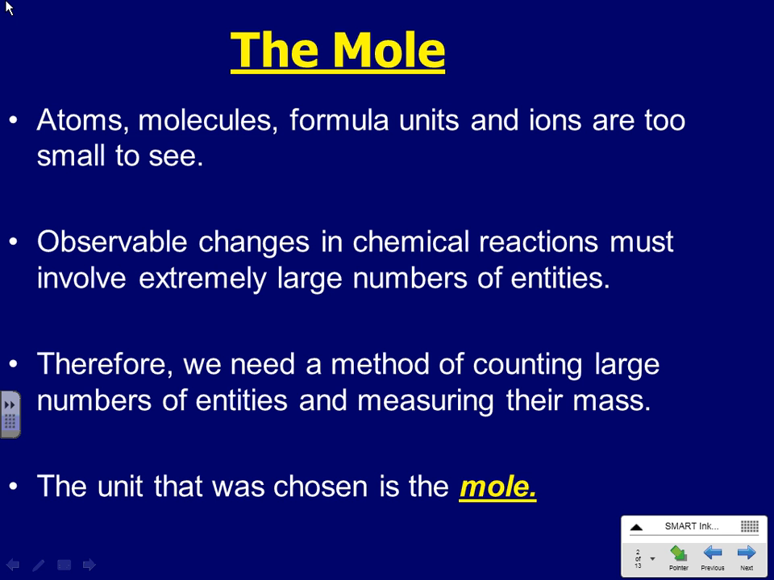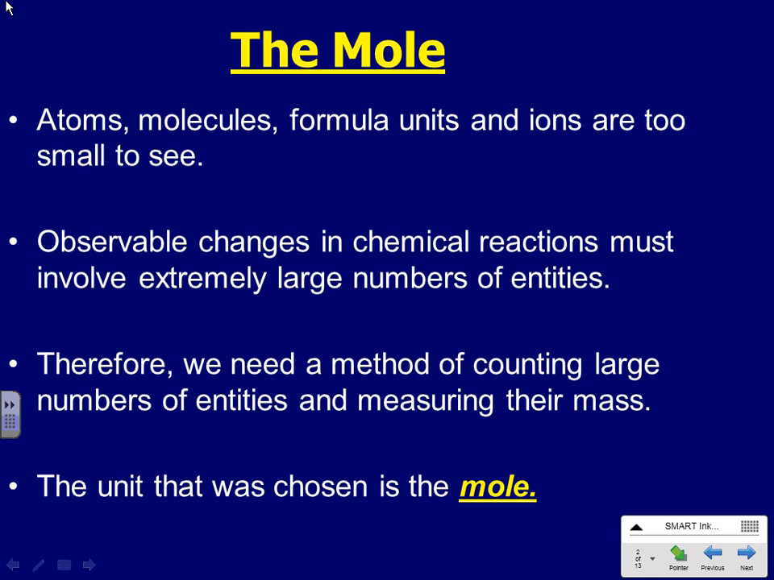Observable changes in chemical reactions must involve extremely large numbers. And that's an important thing as well. When we're dealing with something that you can see, if you get a glass of water, there are billions and billions and billions of water molecules in there. So how do we count these large things? Well, we put them in really big groups.